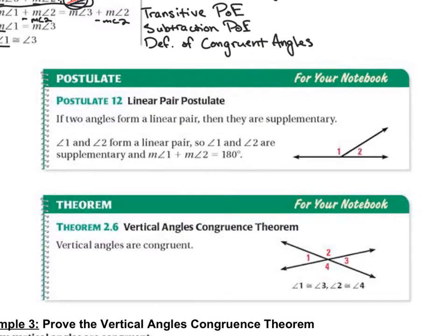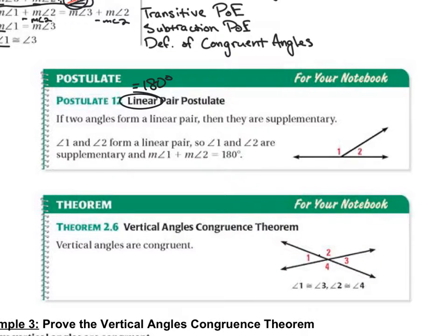All right, last 2 postulates and theorems here. Linear pair. If 2 angles form a linear pair, they are supplementary. That we already kind of know because it's kind of in the name, the line, so it's going to equal 180. And then vertical angles congruence theorem, something we haven't talked about yet, but remember, vertical angles are angles formed when you have 2 intersecting lines.